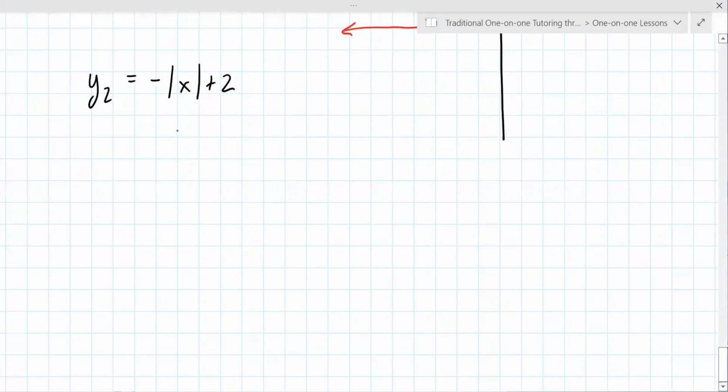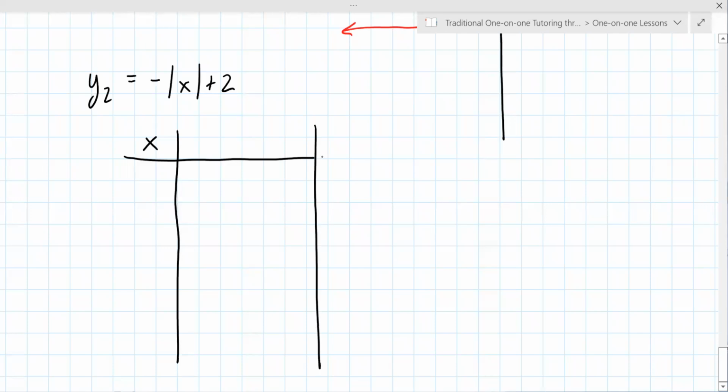We'll do it down here. We'll graph it later. Okay, x, and then you really need a place for your work. So let's do that here, and then we'll get the y. Okay, so -2, -1, 0, 1, and 2. All right, let's start with -2.